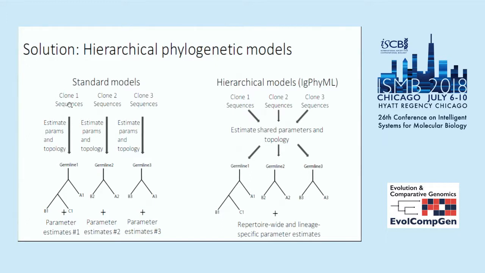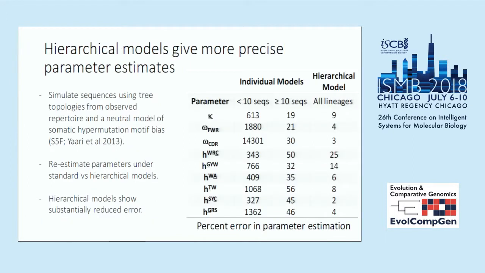We instead estimate one large substitution model in which model parameters are shared among all of the lineages within the repertoire. This gives us a lot more power to accurately estimate the substitution model parameters. So we effectively read in all of our sequence data from a particular repertoire at once and estimate all of the substitution model parameters and phylogenetic tree topologies for an individual's repertoire simultaneously. And this has a number of advantages, particularly when it comes to parameter estimation.